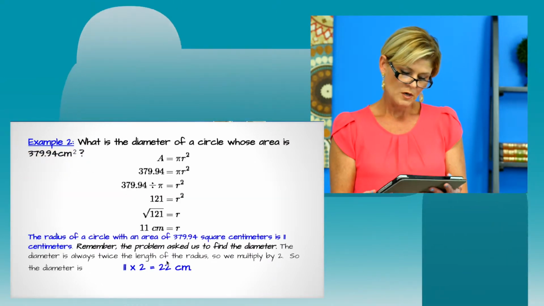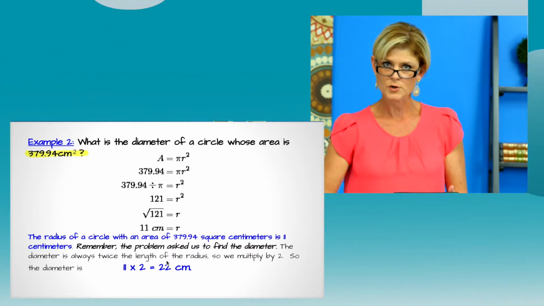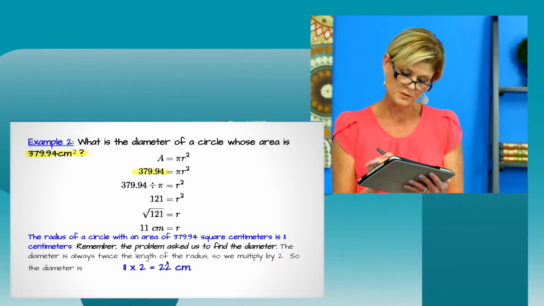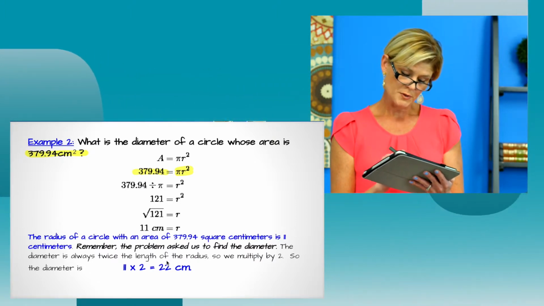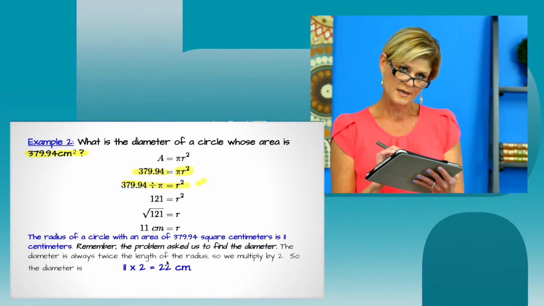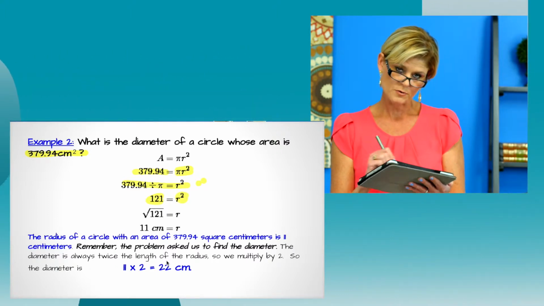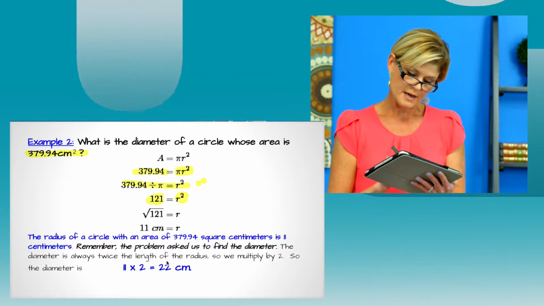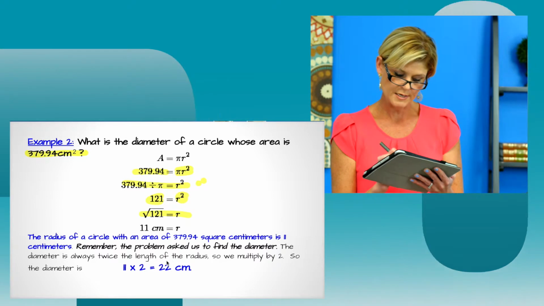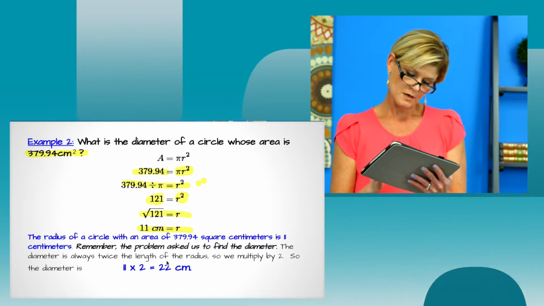So let's look at this one. What we're given is the area of the circle, 379.94 centimeters squared. So I'll plug that in here: 379.94 equals pi r squared. Divide both sides by pi, which cancels out on this side. Now I have 379.94 divided by 3.14. I get 121 equals r squared. Okay, we're going to remove that exponent. Now I have the square root of 121 equals r, and the square root of 121 equals 11 centimeters. So the radius is 11 centimeters, okay?